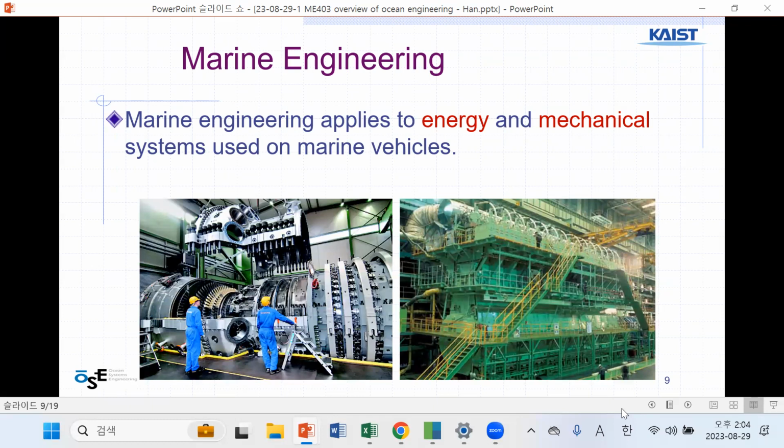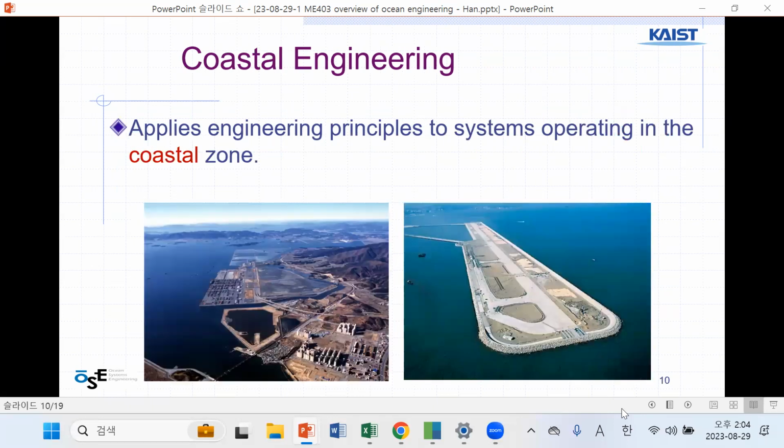All right. Marine engineering. Okay, 10 more minutes. Any questions? Coastal engineering applies engineering principles again to systems operating in the coastal zone. So near the sea, the seashore.